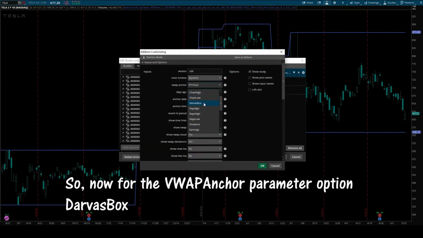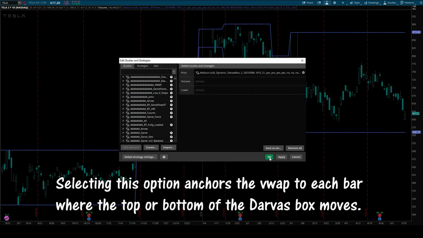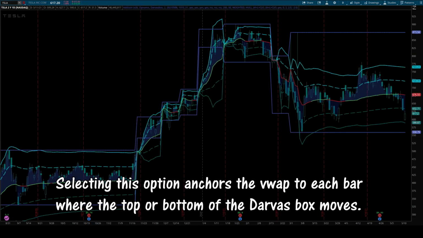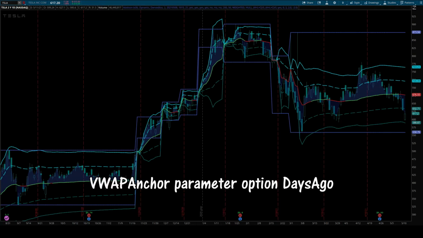So, now for the VWAP anchor parameter option Darvas Box. Selecting this option anchors the VWAP to each bar where the top or bottom of the Darvas Box moves.